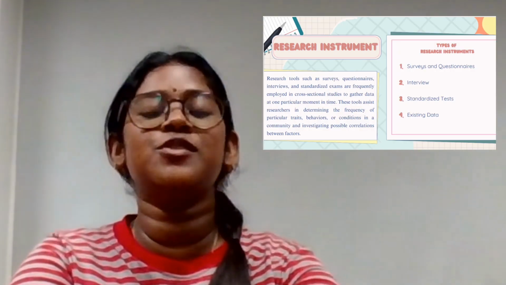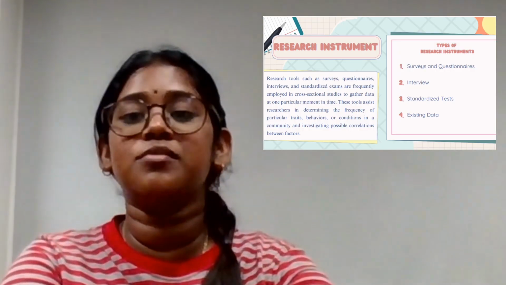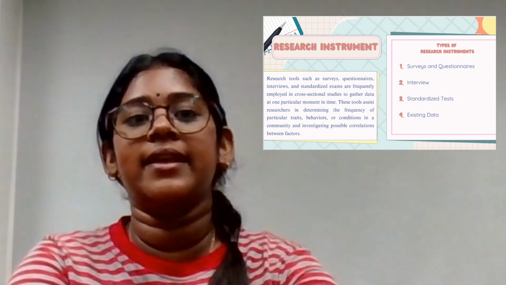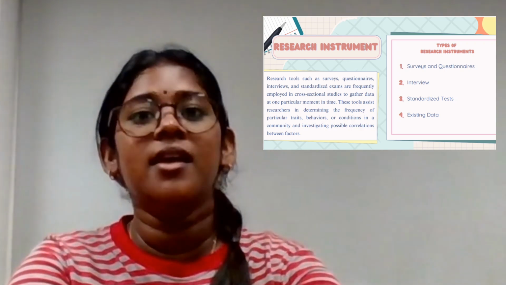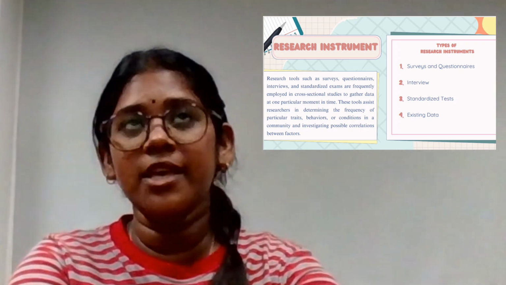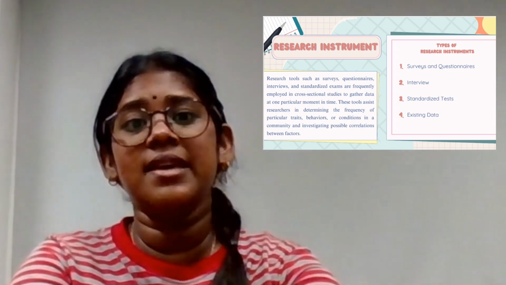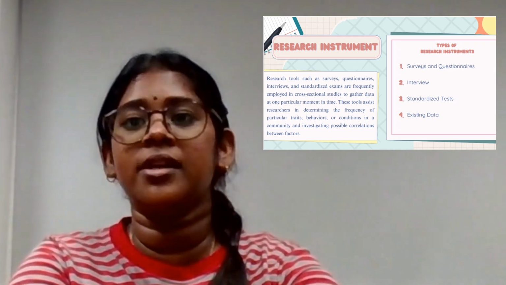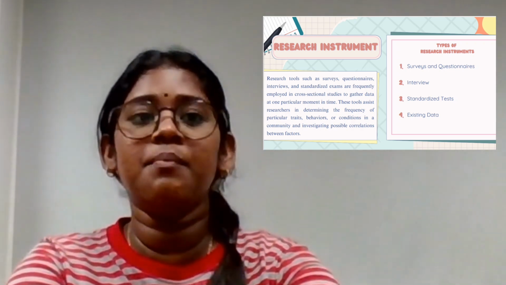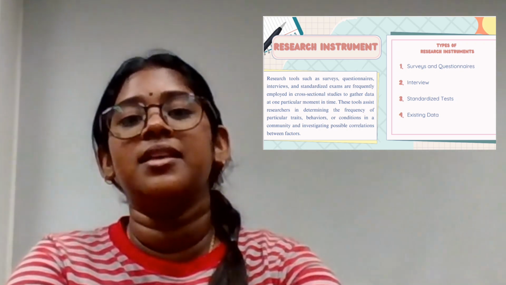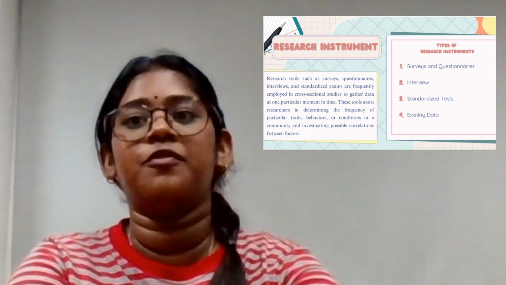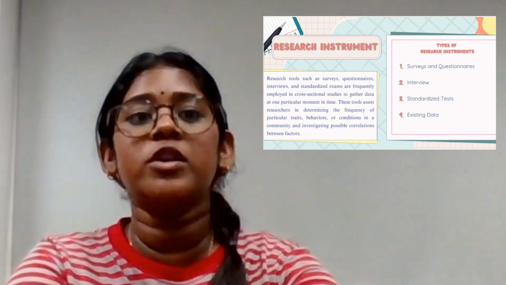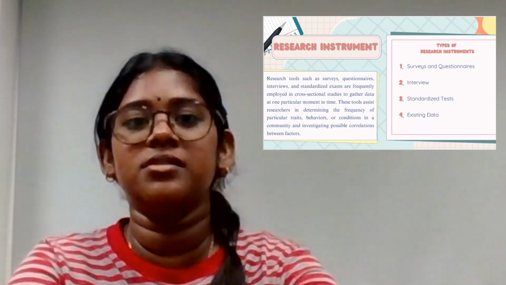A research instrument is a tool or mechanism used to collect, measure, and analyze data in a research study. These instruments can be surveys, questionnaires, tests, scales, or even observational checklists and interviews. An example of a topic is stress and academic performance. For this study, we use a questionnaire as the main research instrument.